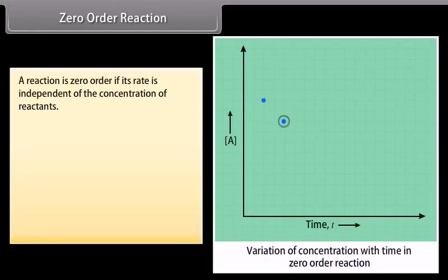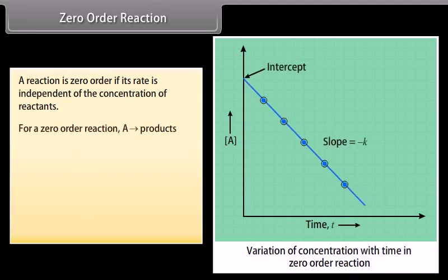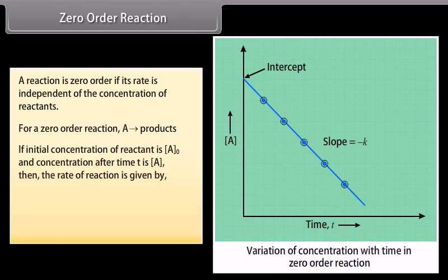Zero-order reaction. A reaction is zero-order if its rate is independent of the concentration of reactants. For a zero-order reaction, A is changing into products. If the initial concentration of reactants is A naught, and concentration after time T is A, then the rate of reaction is given by minus dA by dt is equal to the product of K and A raised to the power 0, which is equal to K. It can be written as dA is equal to minus K dt.